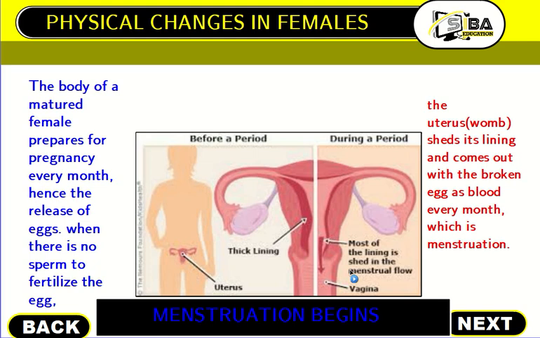So when the egg is released and there is no sperm to fertilize the egg, the womb that is prepared to welcome the newborn baby breaks down its lining, and then it comes out with the egg that has not been fertilized every month, and this is what we call menstruation.